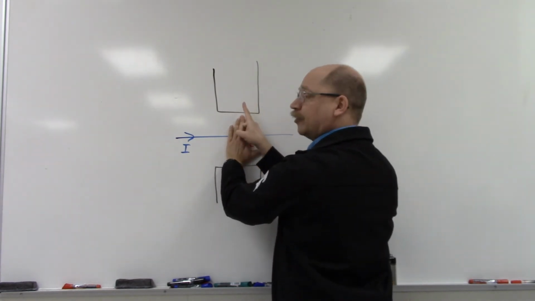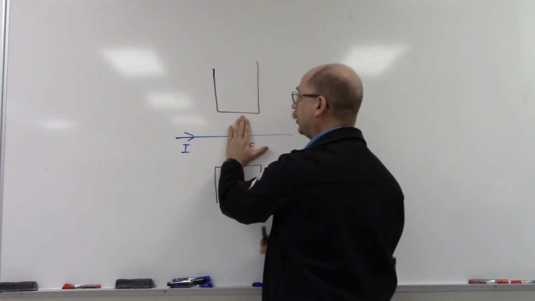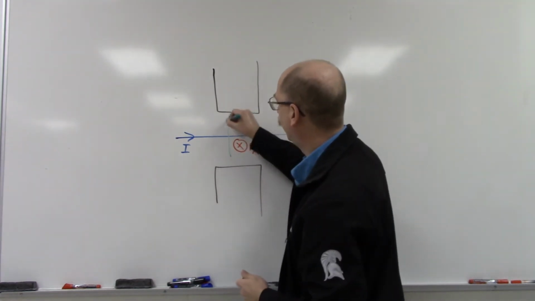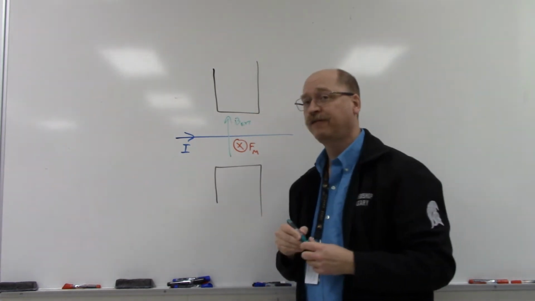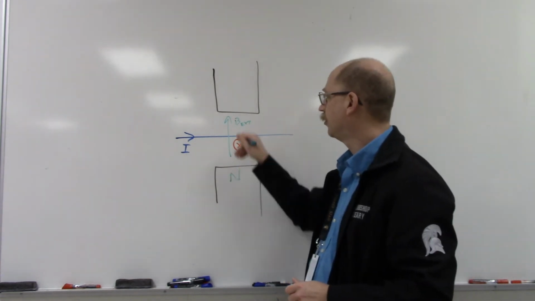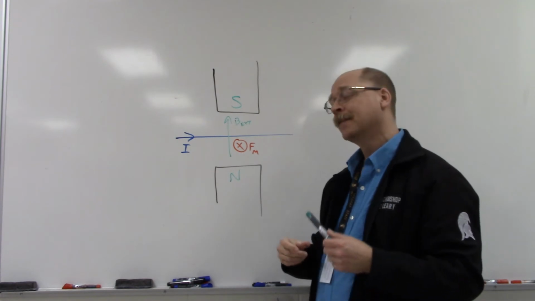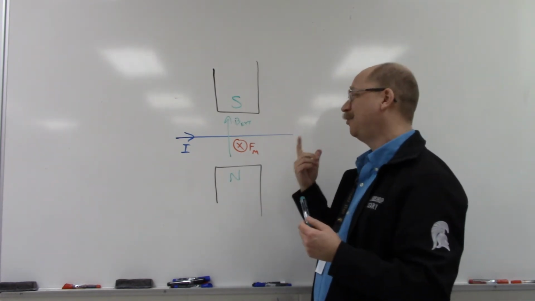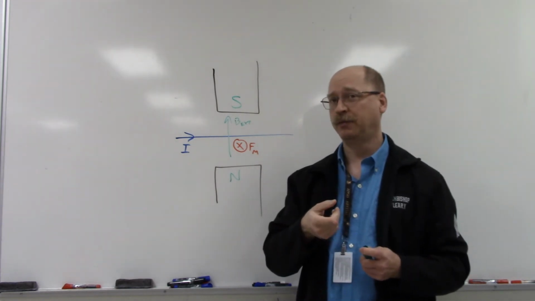I look at where my fingertips are pointing. My fingertips are pointing in the direction of the magnetic field. They're pointing like that. Magnetic fields point north to south. So this is north, and that is south. Okay? So I can give you the current and the direction of the force, and you can tell me the magnetic field.